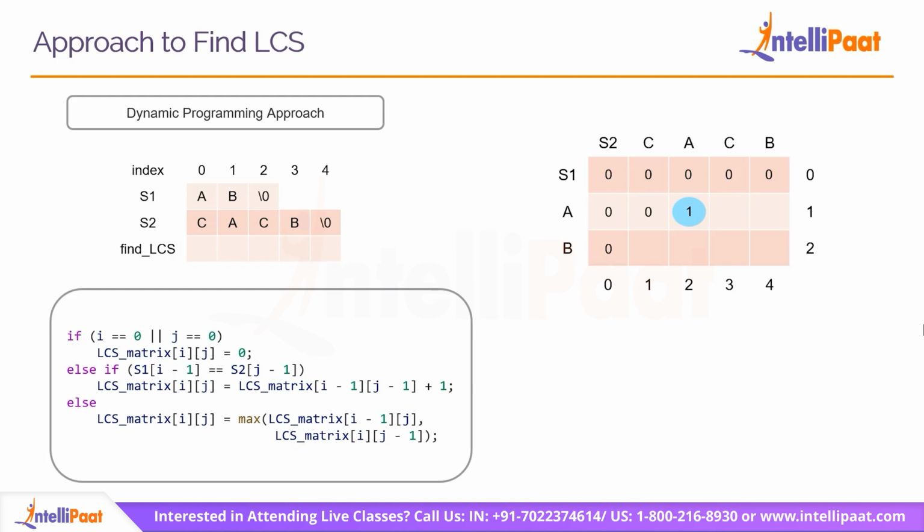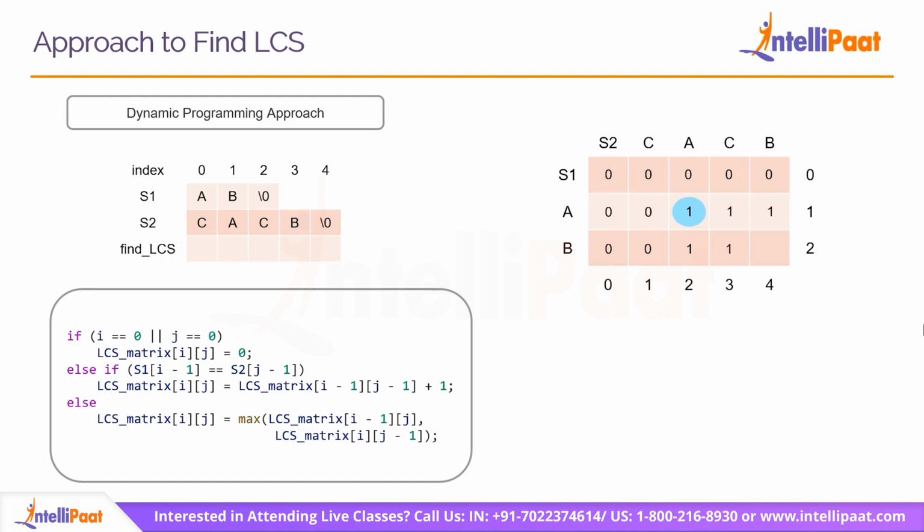So moving on to 1,3, we find that S1 of 0 is not equal to S2 of 2. So we take the maximum of the upper and left element. Moving ahead in 1,4, we got S1 of 0 not equal to S2 of 3. We move to the else part and take the maximum of the upper and left element. Now in 2,1, S1 of 1 is not equal to S2 of 0. So again we take the maximum of the upper and left element. Moving on to 2,2, we find S1 of 1 is not equal to S2 of 1. So again the maximum of the upper and left element will be taken. Now moving on to 2,3, we get S1 of 1 which is not equal to S2 of 2. So we take the maximum of the upper and left element here as well.